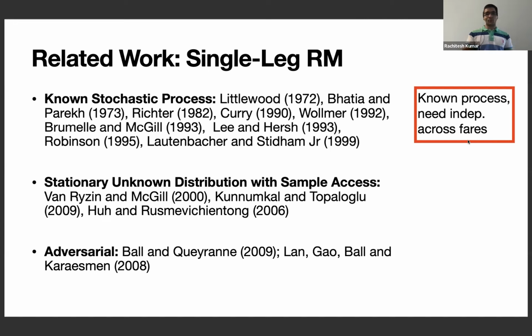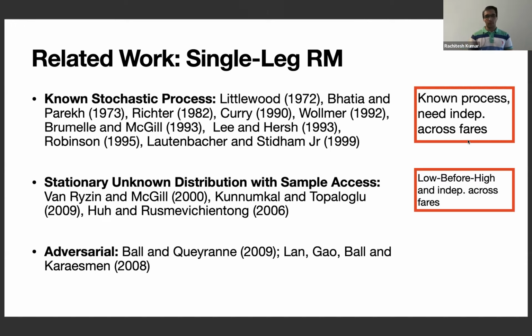To get rid of the known process assumption, there's another line of work that assumes that there's an unknown underlying distribution which you interact with through samples. And the goal here is to get a good policy iteratively as you keep querying this sample oracle. The problem here is that all these works require stringent assumptions like low before high. That is, all the fares have to arrive in increasing order for these results to work. And also, they again need that the demand across fare classes is independent of each other.